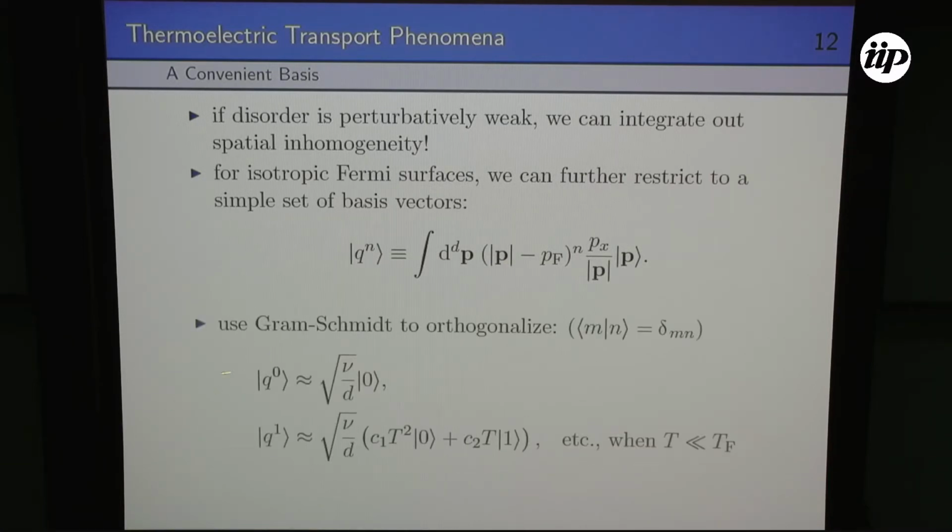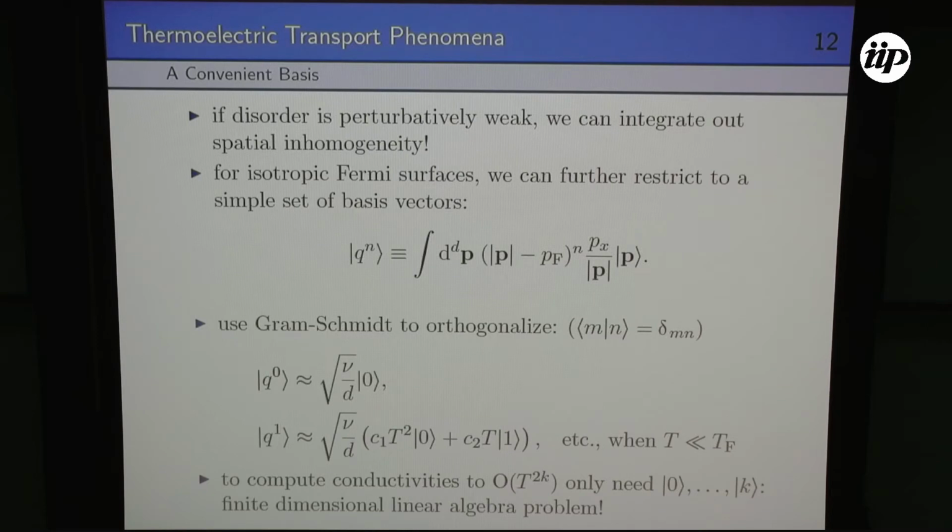Now, our inner product that we choose turns out to have a very nice property, which is that this basis vector has length T over T_F to the n. So if we're not interested in Fermi surface smearing effects, we actually don't need to keep track of this infinite tower of vectors. It truncates to a finite dimensional set, so long as we're willing to throw out high order corrections in T over T_F. And I haven't said anything about interactions, so you can treat interactions non-perturbatively, and still the problem is reduced to this finite dimensional problem.